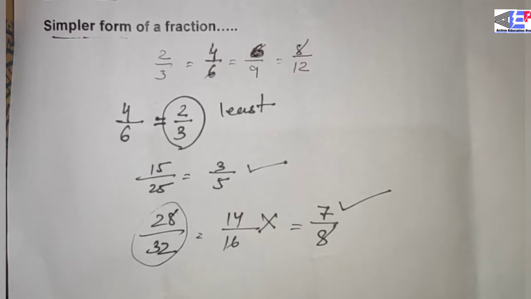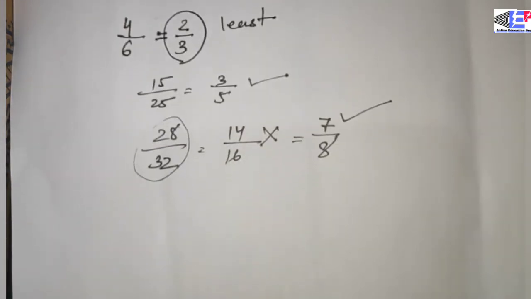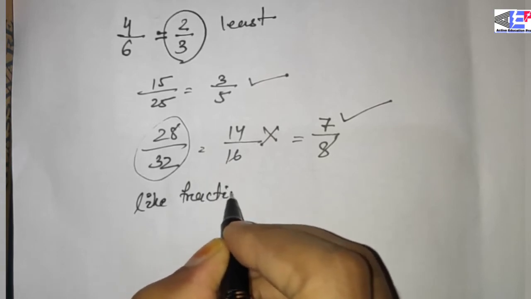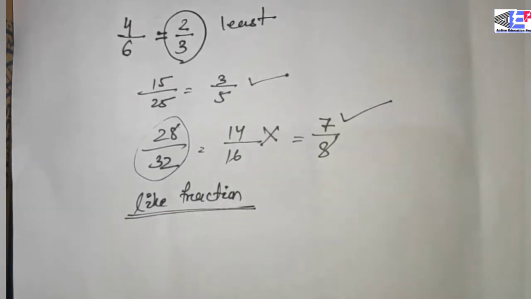Okay, then next we proceed to another part of fractions: there are two types of fractions. One is like fractions and another is unlike fractions. First know what like fractions are. Like fractions means some fractions having the same denominator. Maybe they are proper, improper, or mixed fractions.